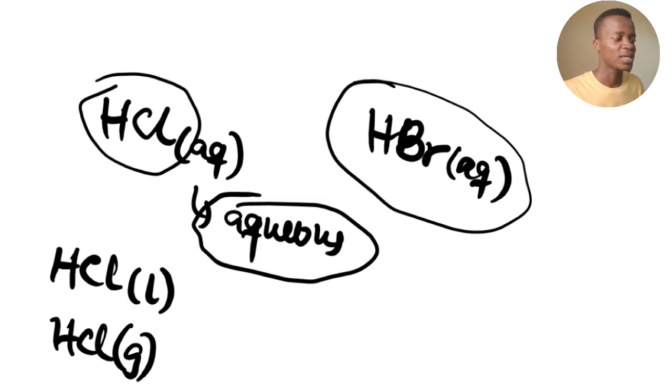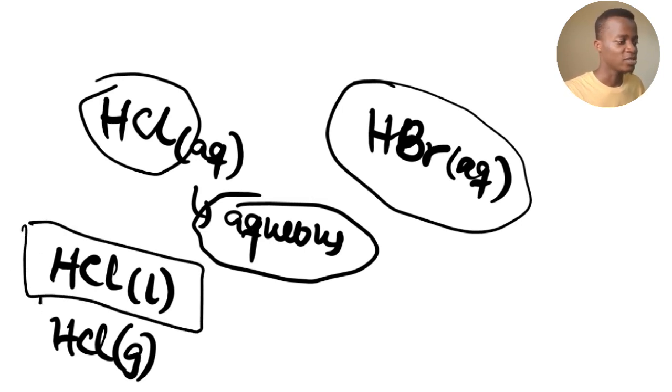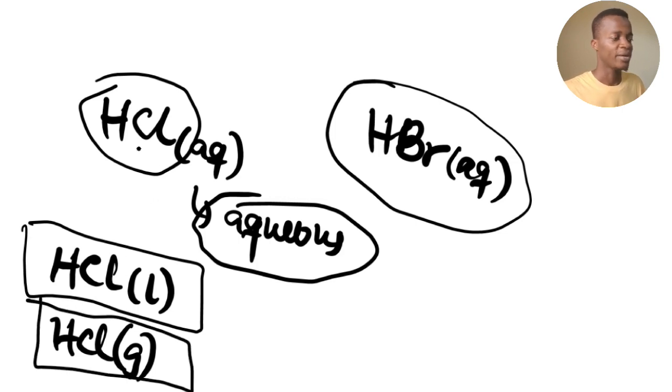So the name for them, if it is in liquid or gaseous form, is hydrogen chloride. But if it's aqueous, you don't call it hydrogen chloride again. The name changes to an acid, and we are going to look at that in the next session, naming of binary acids. That's why we take our time to talk about all the substances.